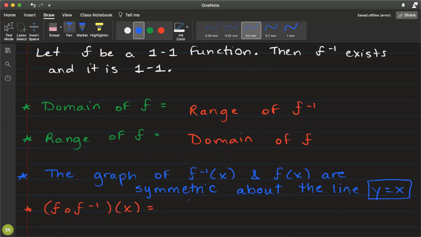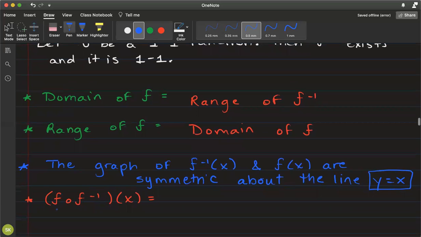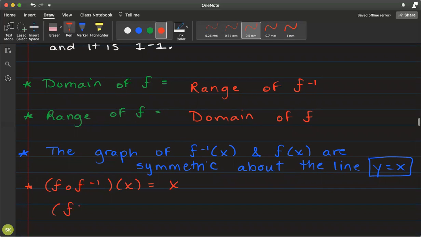Another important property is that if you compose f with its inverse, what you're going to get is just x. And also, if you take f inverse and compose it with f, you'll get x. In fact, you can check to see if two functions are inverses just by composing them. If you had two functions f and g, and you did f composed with g and got x, and g composed with f and got x, then you could say g is actually the inverse of f. And we'll see that a little bit later as well.